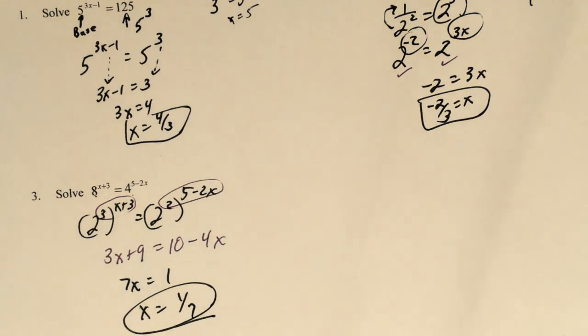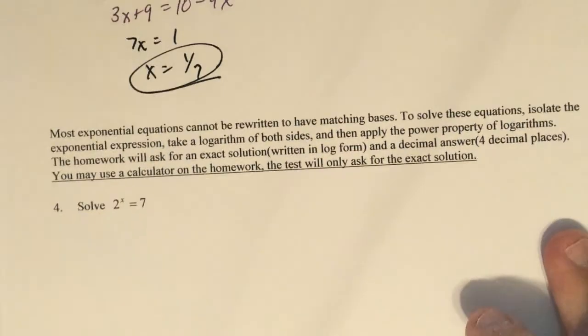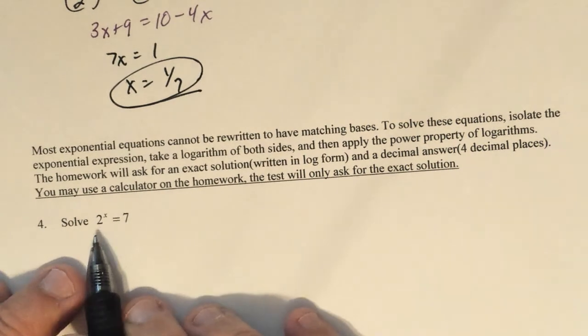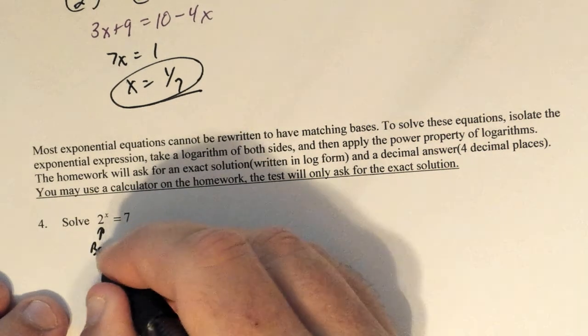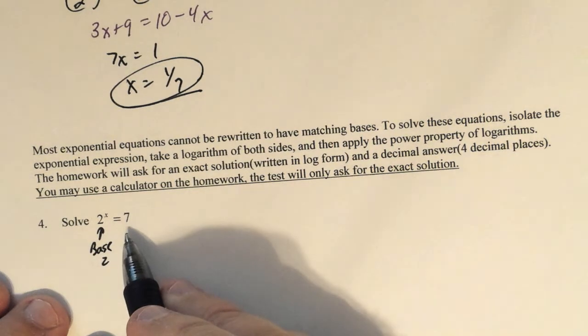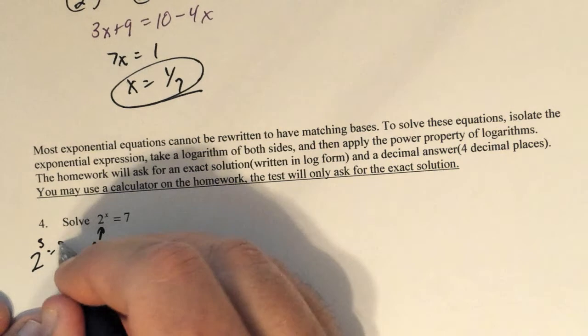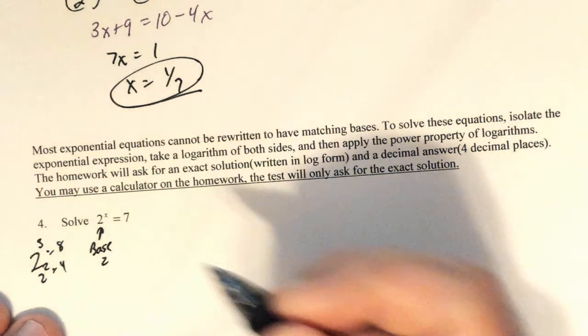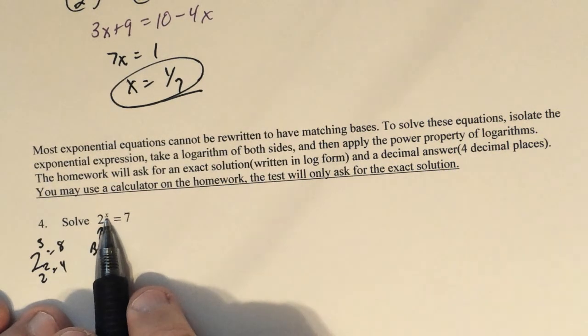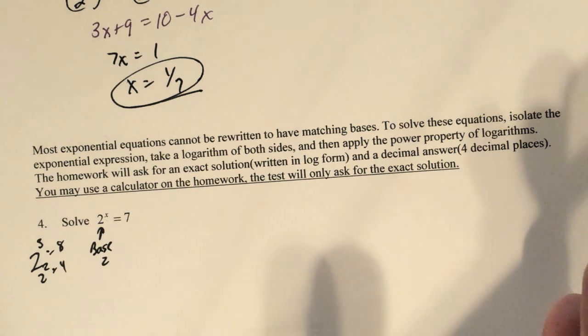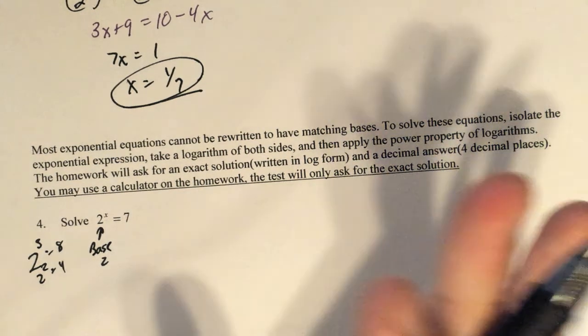Okay, so that's an easy way if you can get things into the same base. Now, what happens when you can't get them into the same base? Well, what do I mean by that? Well, here's base 2. Well, 7 can't be written as base 2, because I know 2 cubed is 8 and 2 squared is 4, which means the number that's got to go here has got to be between 2 and 3. Well, to get that number you'd have to use a calculator. You're not supposed to use calculators.